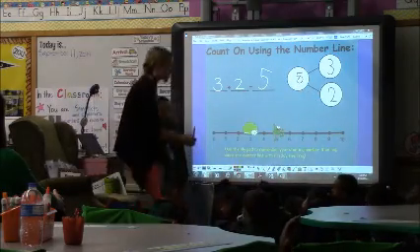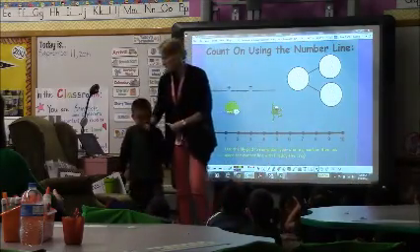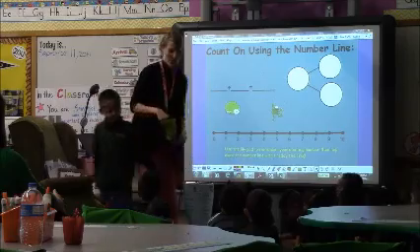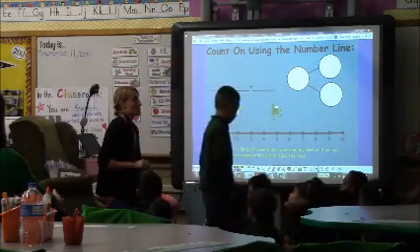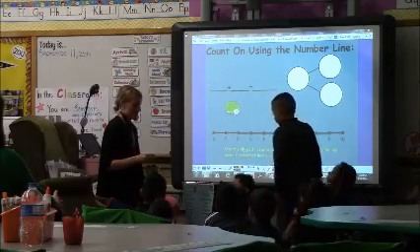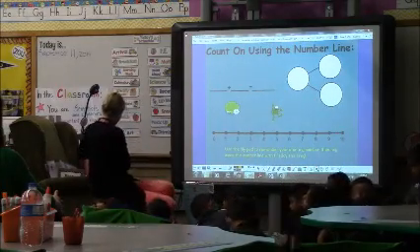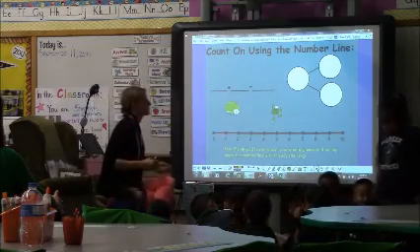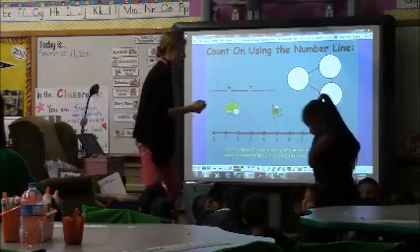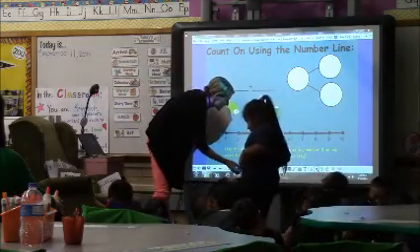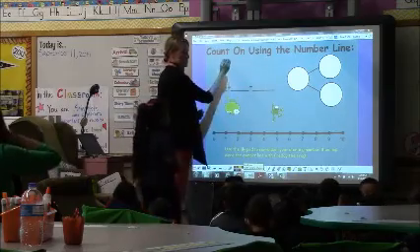Let's do 1 more. I'm going to pick another friend to come up and show how we're going to use the number line. I really hope this friend is sitting here tracking. She is. Brisa, come on up. Your addition sentence, make it a little bit harder this time. You ready?